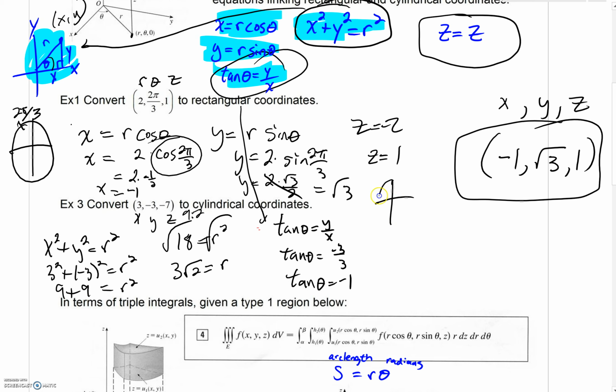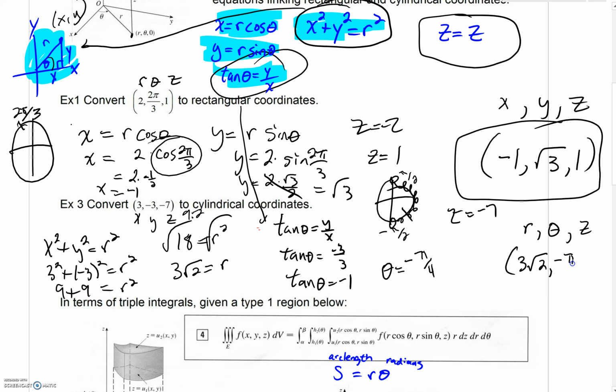But inverse tangent always went between negative pi over 2 and positive pi over 2. And we certainly would expect, if we were going in this fourth quadrant, to have a reference angle of pi over 4. We could say, well, negative pi over 4 because we're in that fourth quadrant. Our z was equal to negative 7. So as we would write an r, theta, z, we'd write 3 radical 2, negative pi over 4, and of course our z value is negative 7. So this is one way we could represent this point.